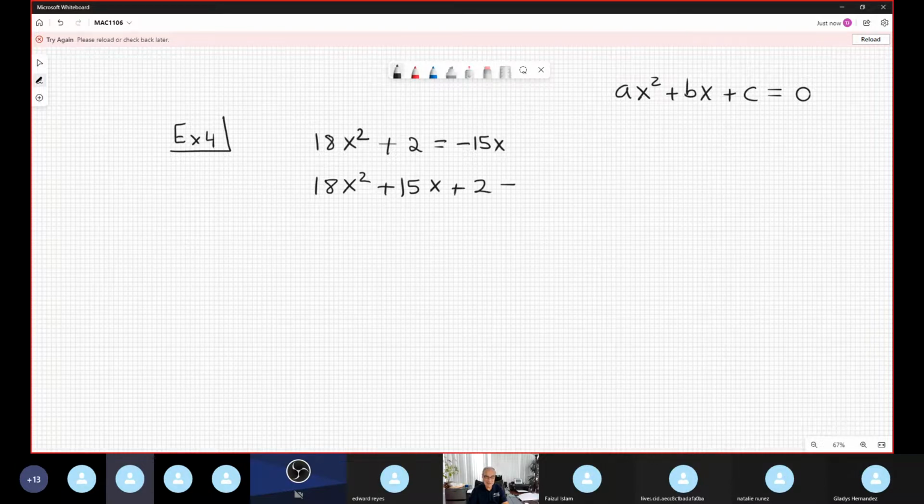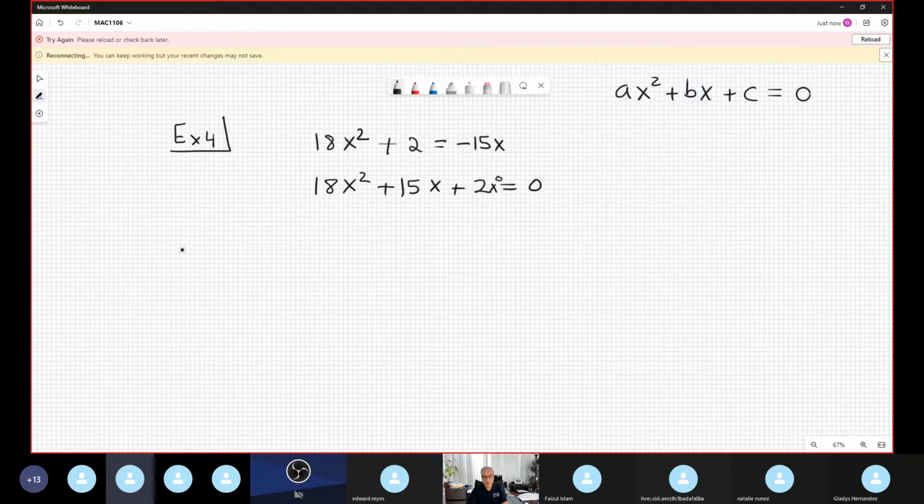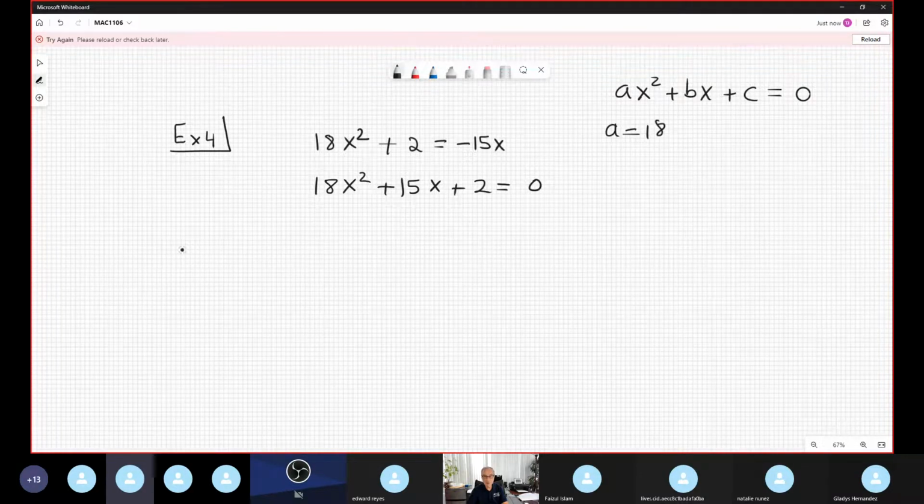Okay. This is degree 2. This is degree 1. By the way, it's invisible, degree 1. And this is degree 0, because these two have no x, but in your mind, you suppose x to the 0 power, because x to the 0 power is 1. It's invisible, no? Now I can see clearly, like water. A is 18, B is 15, and C is 2.